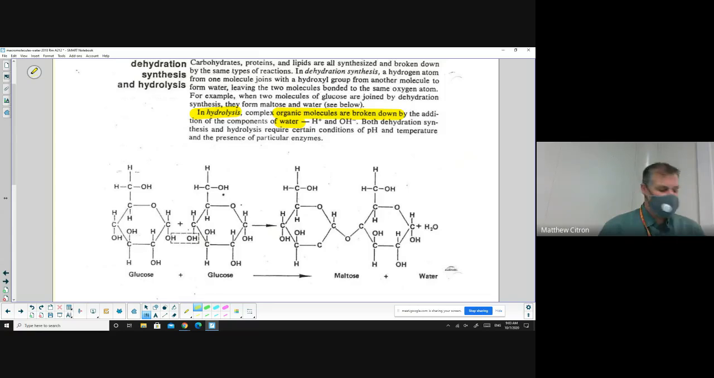You got it. So we do have a list here, so that dehydration synthesis and hydrolysis require conditions of pH, temperature, and particular enzymes. To make this work, it has to be in the right conditions. You can't just toss them all together and think it's going to dissolve.